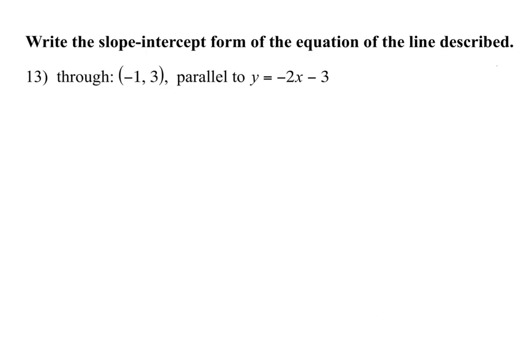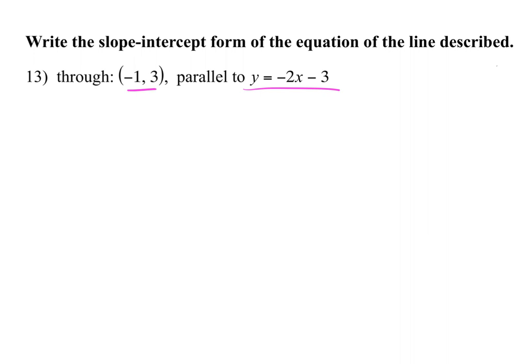So in this one, it says, write the slope-intercept form of the equation of the line described. All right? And they want it to go through the point negative 1, positive 3. And they want it to be parallel to the line y equals negative 2x minus 3. What do we know about parallel lines? Well, they have the same slope.